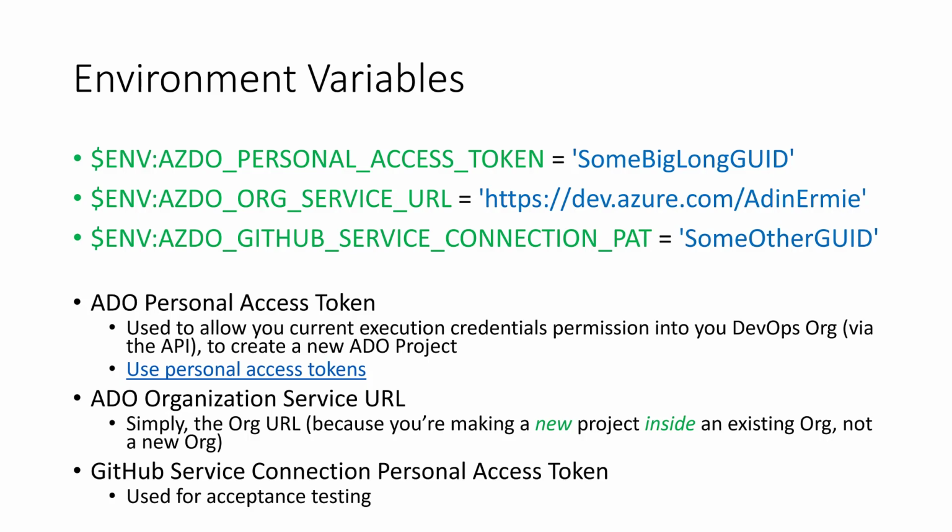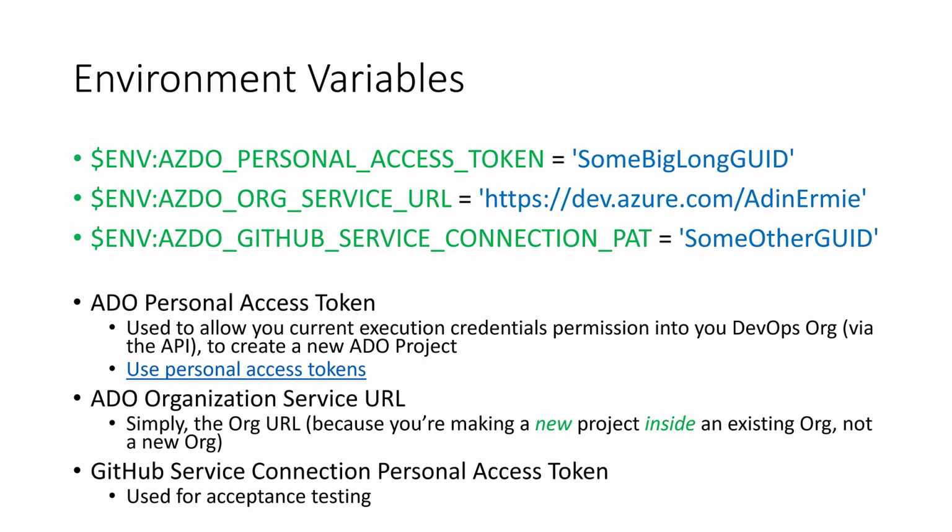Coupled with that is the Azure DevOps organization service URL. This is very simply the org URL that you're referencing where the project will be deployed because you're creating a new project inside an existing organization. You're not creating a new Azure DevOps organization itself. So we see in my example on the screen, it's dev.azure.com slash your organization name. In my case, it's just my name.